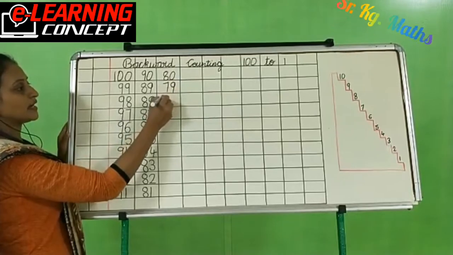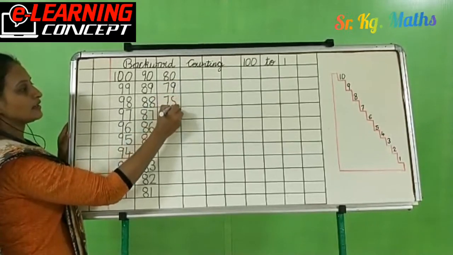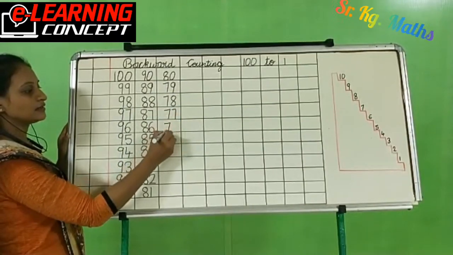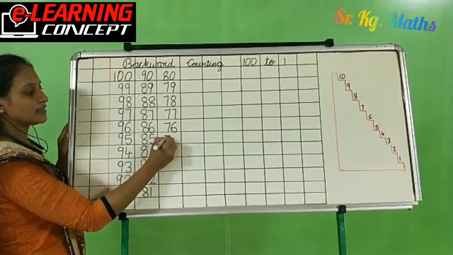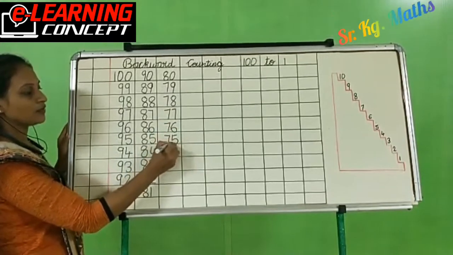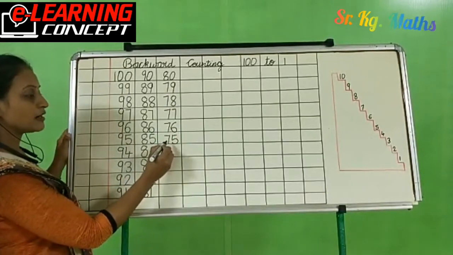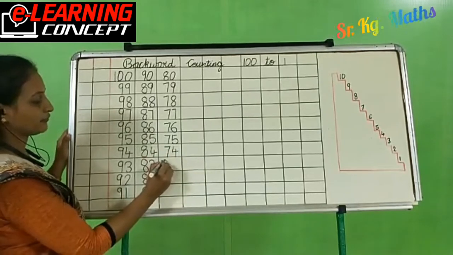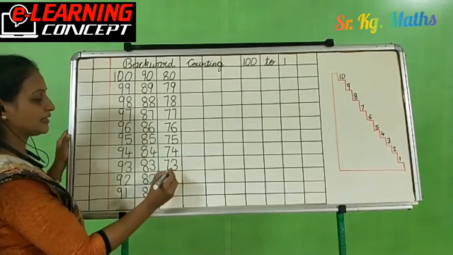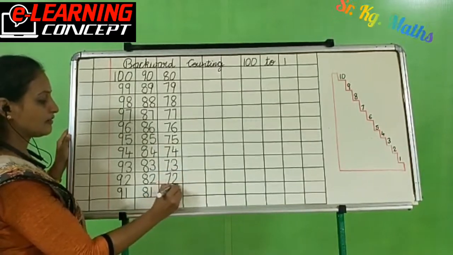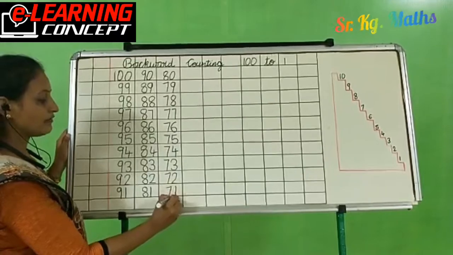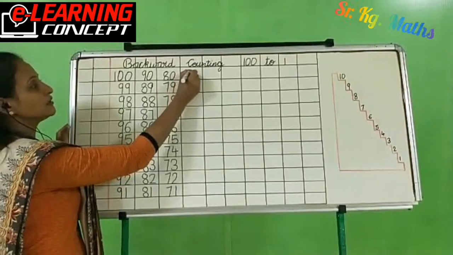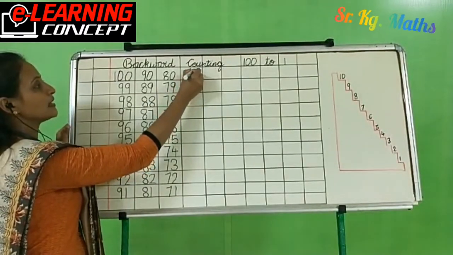7, 9, 79. 7, 8, 78. 7, 7, 77. 7, 6, 76. 7, 5, 75. Which number comes before 75? 7, 4, 74. Then we will write 7, 3, 73. 7, 2, 72. 7, 1, 71. Then write down 7, 0, 70.